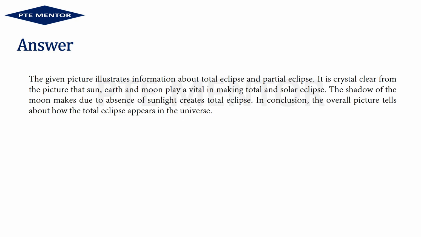The given picture illustrates information about total eclipse and partial eclipse. It is crystal clear from the picture that the Sun, Earth and Moon play a vital role in making a total and solar eclipse. The shadow of the Moon, made due to absence of sunlight, creates a total eclipse. In conclusion, the overall picture tells about how the total eclipse appears in the universe.